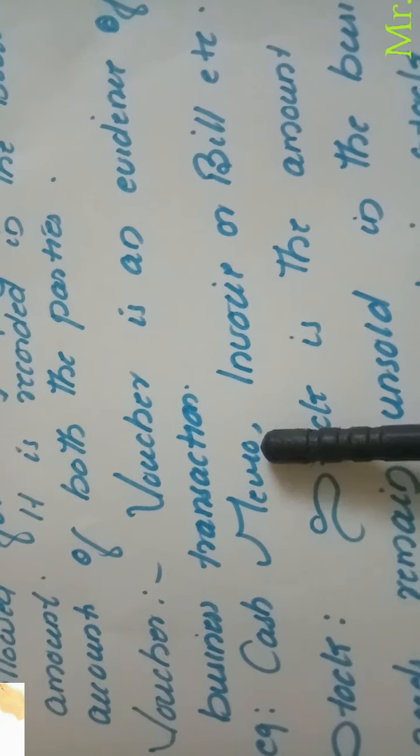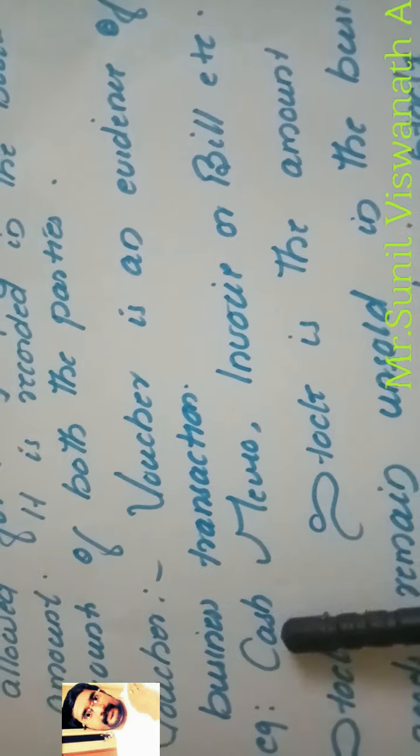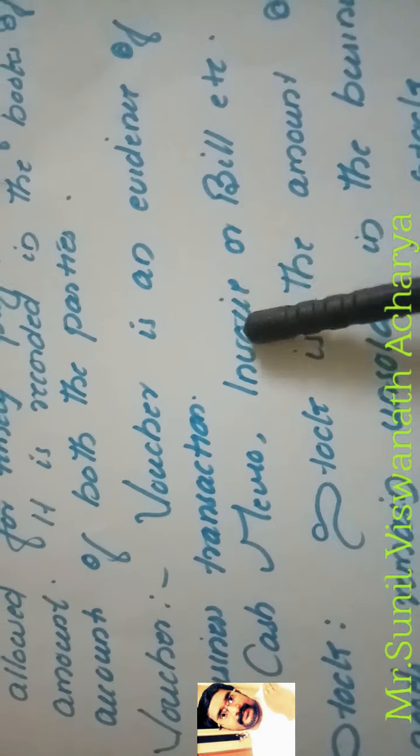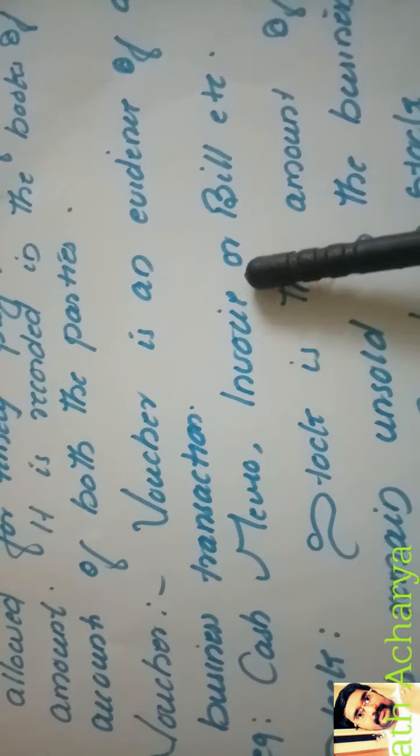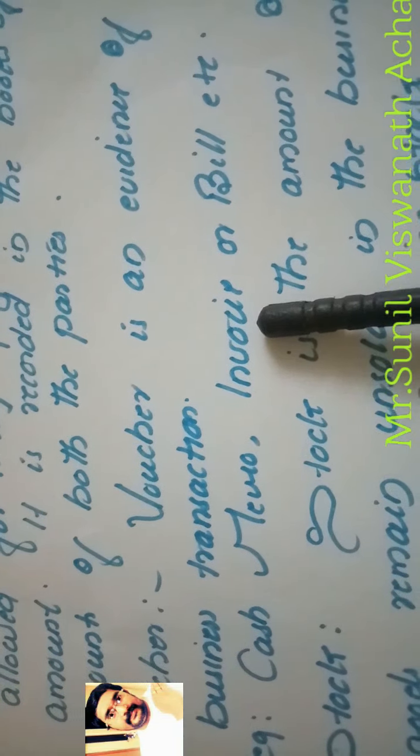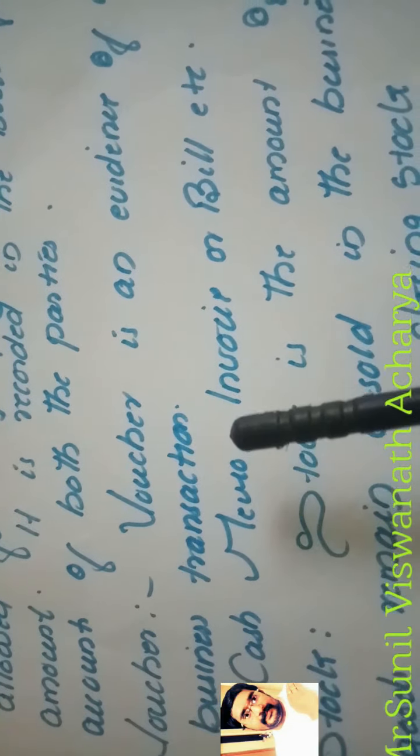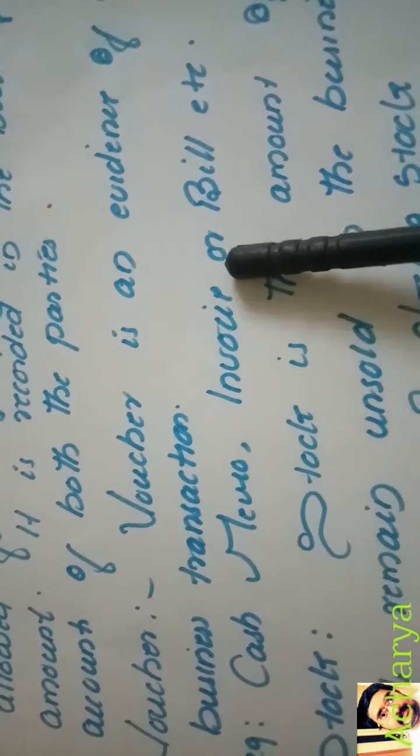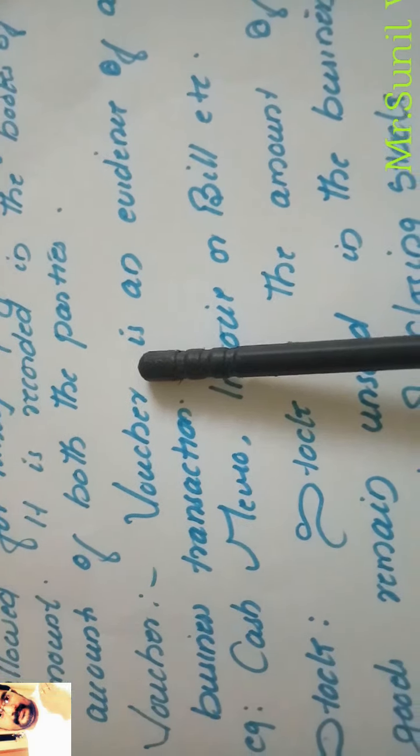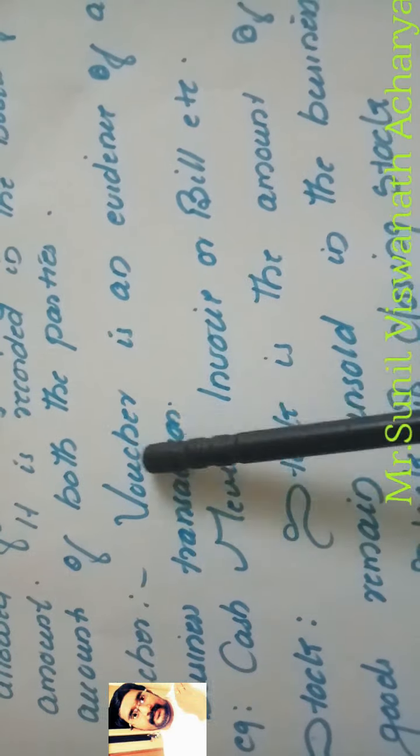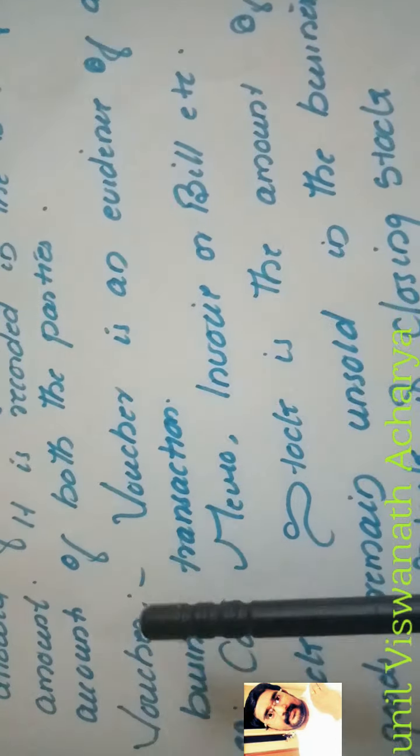Example, cash memo. Normally when you are doing cash transactions, we have a cash memo. When you are doing a credit transaction, normally we have an invoice or bill. So these kinds of documents are the evidence for the transaction. Without evidence we cannot record the transaction. So that evidence is the voucher.